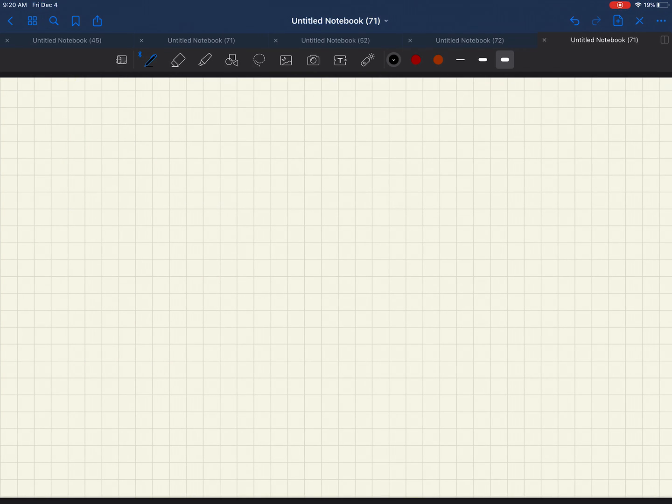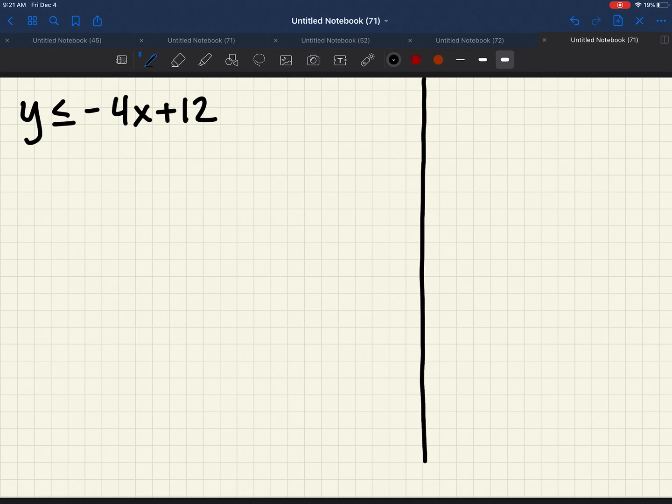Okay, let's look at y is less than or equal to negative 4x plus 12. Okay, anybody want to tell me how to graph it? Go for it, Nate.